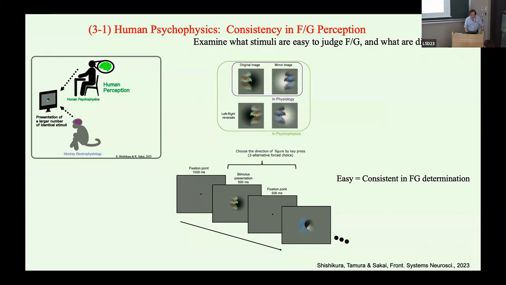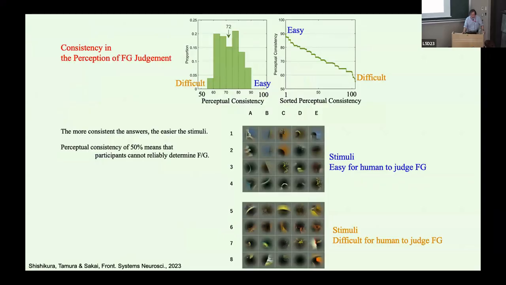Okay? So this slide shows the result. We observe a wide range of perceptual consistency between 50 and 100%, from chance to perfect. These are example stimuli easy to judge figure-ground, and these are stimuli difficult to judge. You may be able to feel that in some of these, the figure is easily findable, but perhaps in these stimuli, it's difficult to find a figure, or you may see multiple figures.